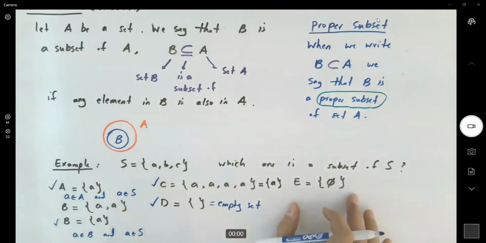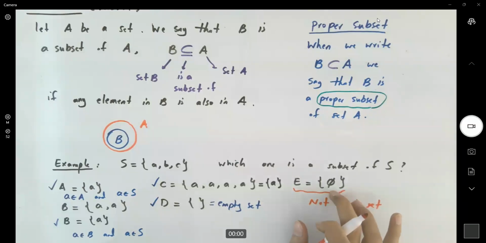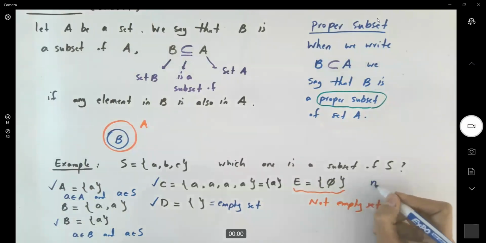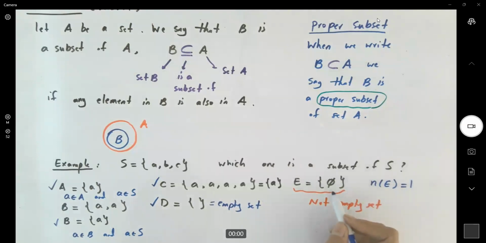Common mistake. Students think that this set is the same as empty set. Guys, this is not empty set. Why is that? This set has already one member in it. The cardinality of this set is 1. Just note that the cardinality of set E is 1. It has one element. Okay.